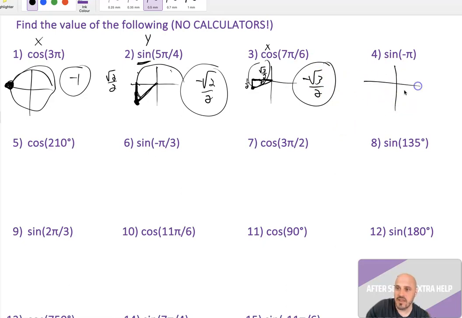All right, next, sine of negative pi. It's like we've done this before. Right, I'm right here on the x-axis. My y value there is just going to be 0.